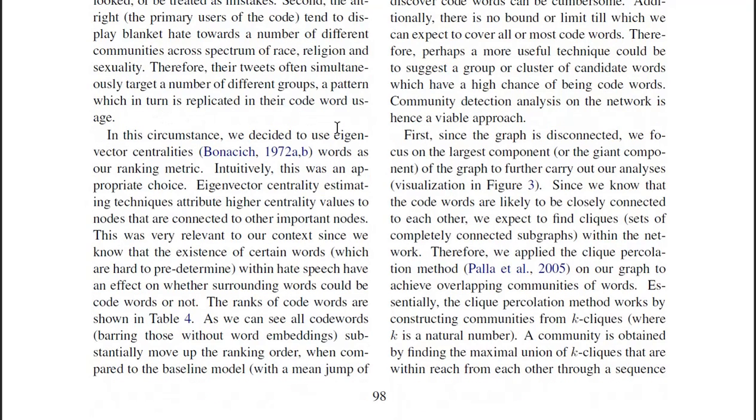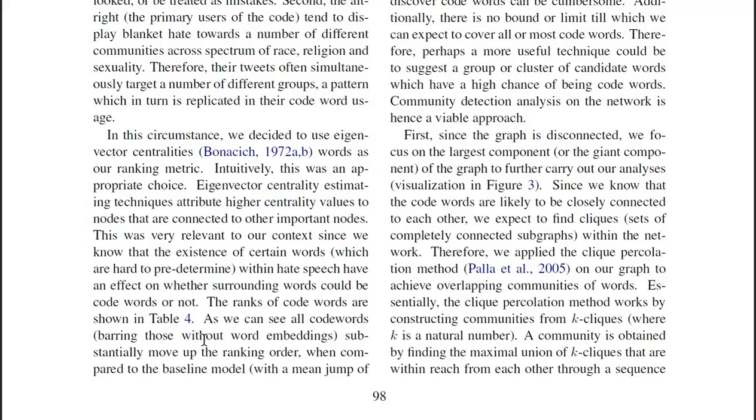In this circumstance, we decide to use eigenvector centrality of words as our ranking metric. Eigenvector centrality estimation techniques attribute higher centrality values to nodes that are connected to other important nodes. This was very relevant to our context since we know that the existence of certain words, which are hard to predetermine, within hate speech have an effect on whether surrounding words could be code words or not. The ranking of code words is shown in table 4.